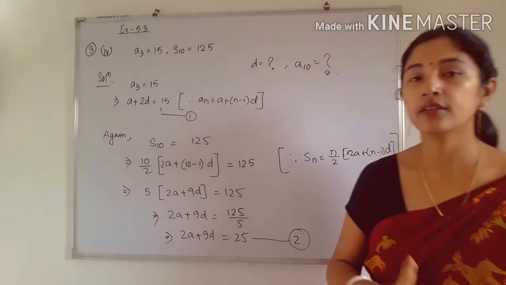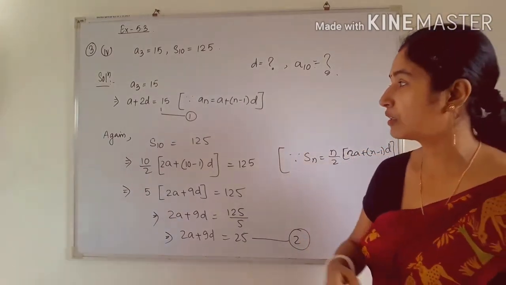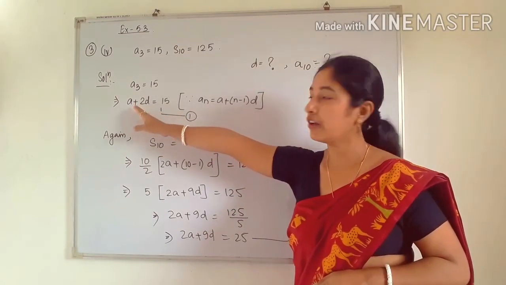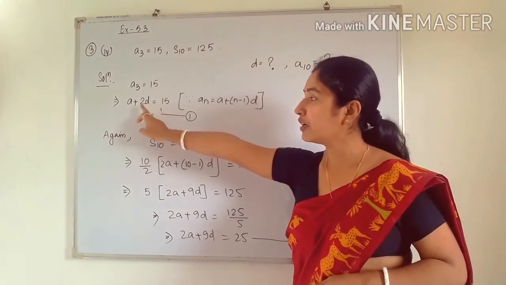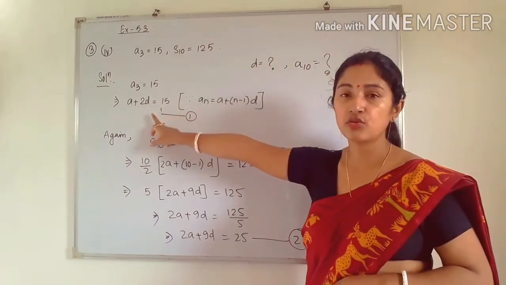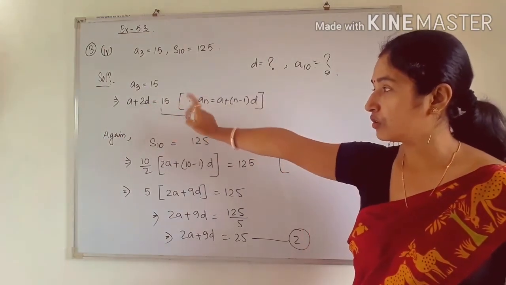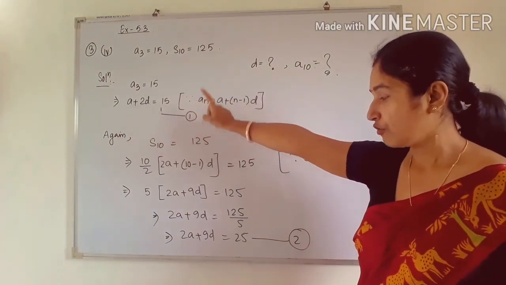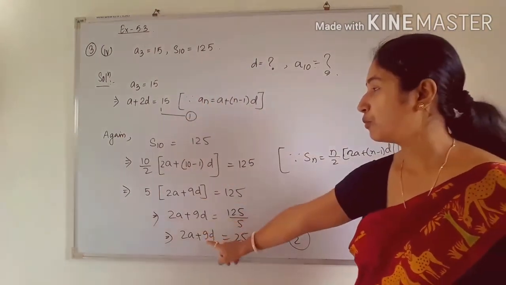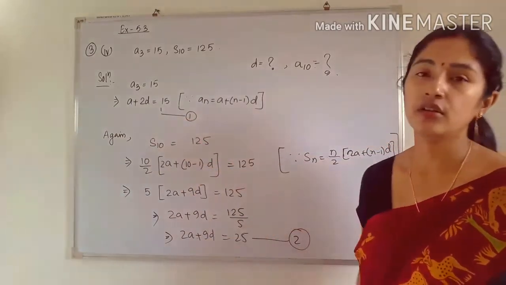One more thing is that you can use the substitution method also. What is in the substitution method? You can find the value of a from here. You will get 15 minus 2d, because when 2d is transferred to that side, it will be minus 2d. So you just put the value of a from equation 1 into the other equation.